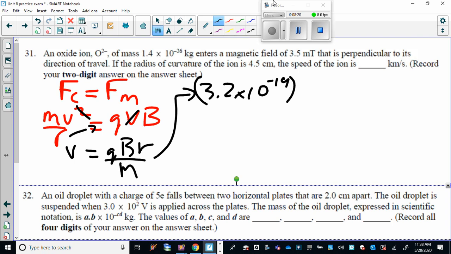3.2. Why is it 3.2? Because it's an oxide ion, it has 2 excess electrons. So the elementary charge times 2 times the magnetic field strength. Don't forget it's in milliteslas, so you've got to put times 10 to the negative 3. Radius.